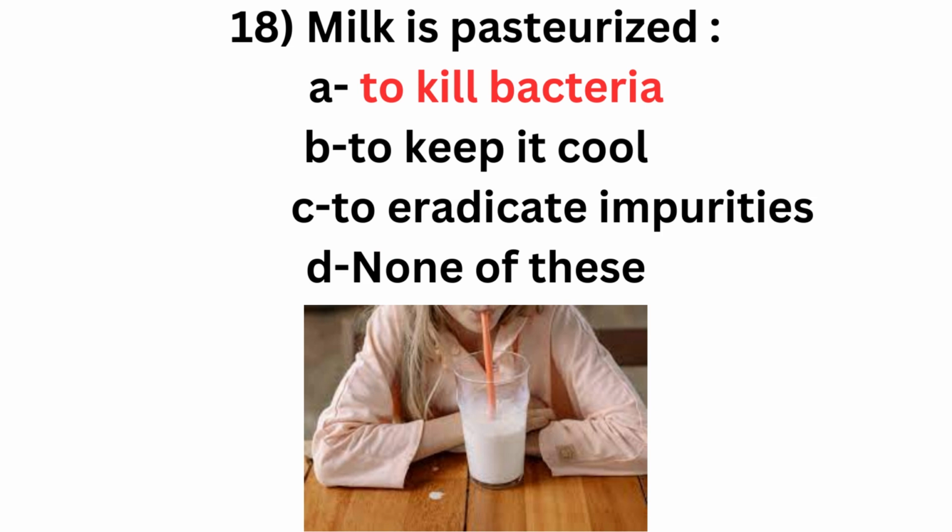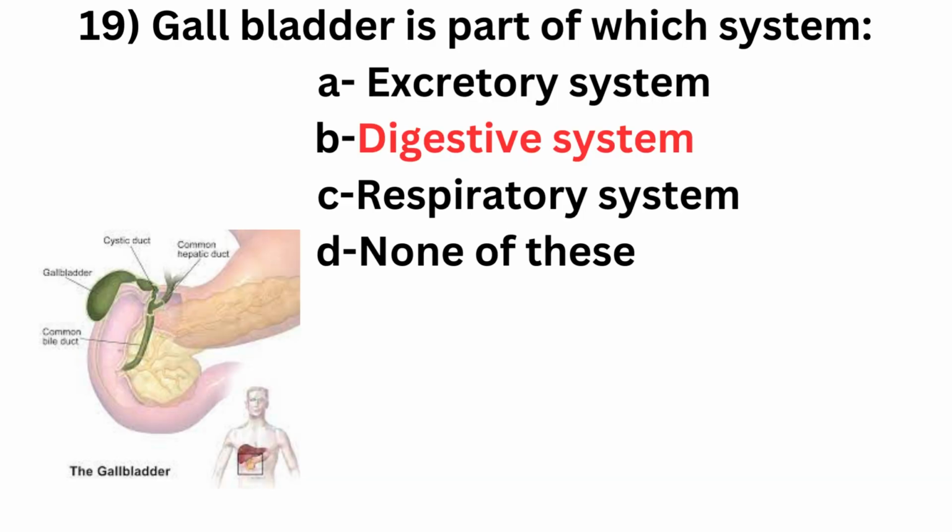And milk is pasteurized to kill bacteria. So raw milk contains pathogens and bacteria. So after pasteurization and boiling, bacteria become destroyed and the milk becomes useful and helpful for drinking. And gallbladder is a part of which system? So it is a part of digestive system. Digestive system starts from mouth and ends at the last part of large intestine. So buccal cavity, stomach, gallbladder, small intestine, all these are the parts of digestive system. So gallbladder is the part of digestive system.